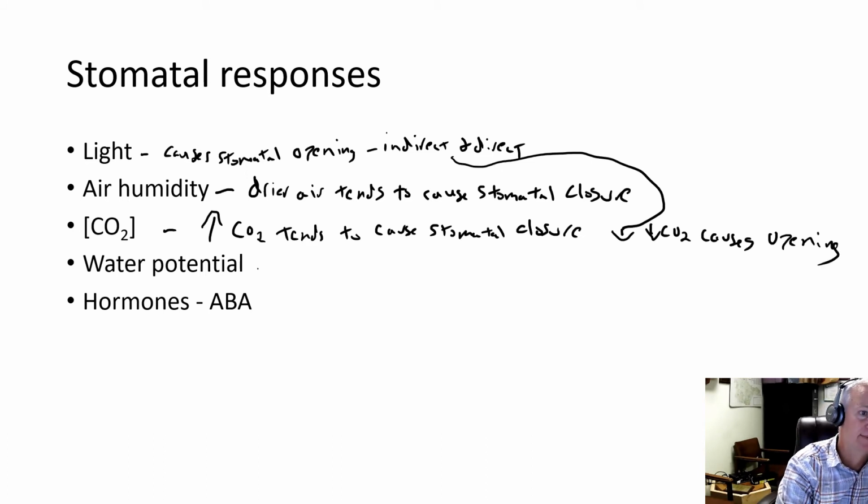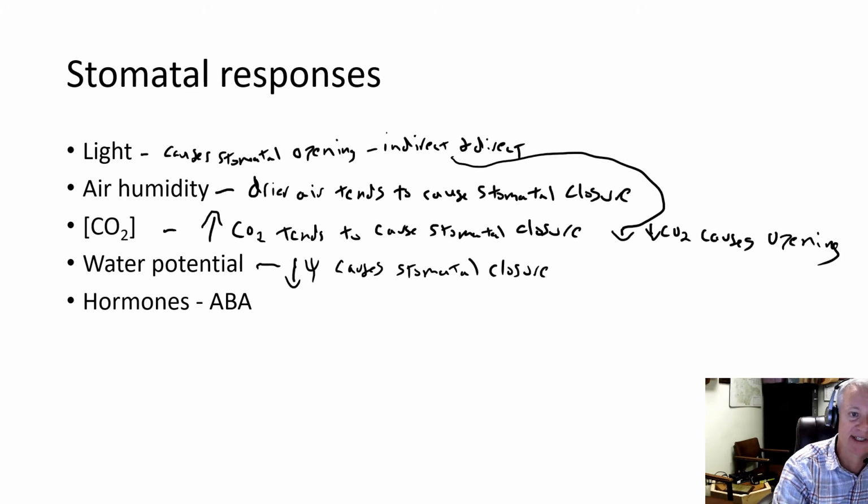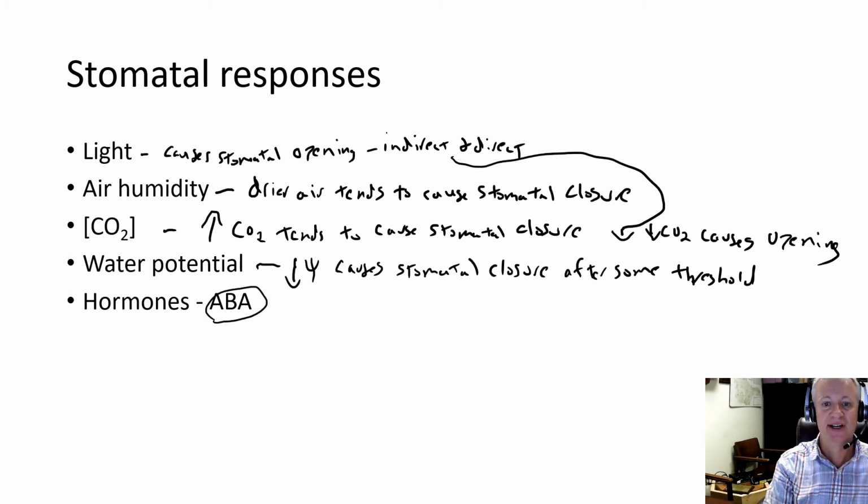And then decreased water potential causes stomatal closure after some threshold. So it's a threshold response. And then finally, as we just talked, abscisic acid produced in roots can cause stomatal closure.